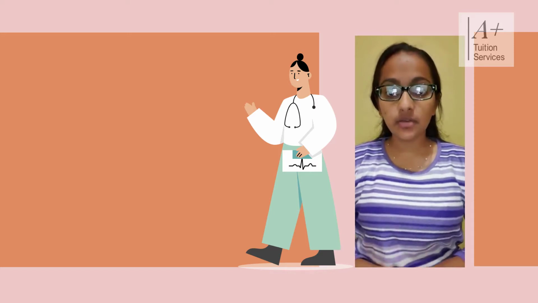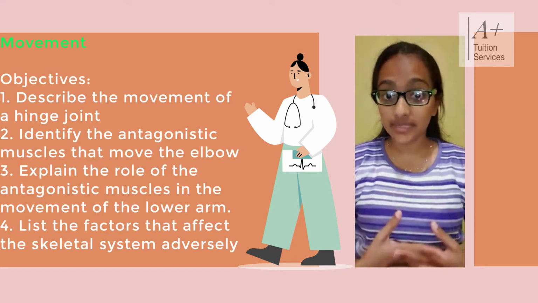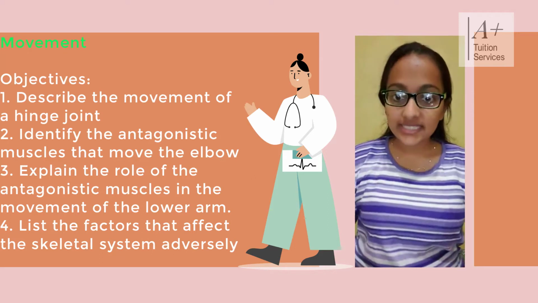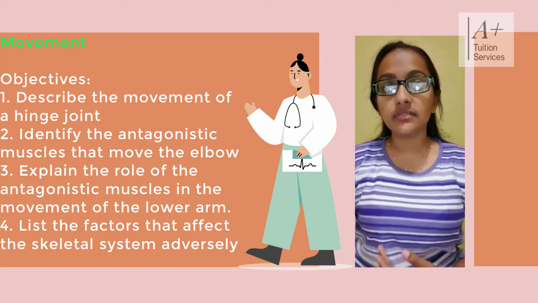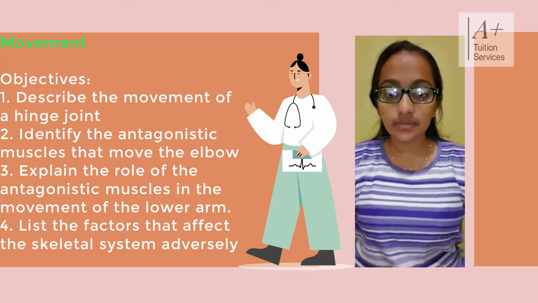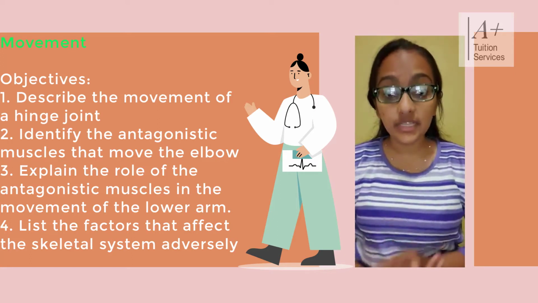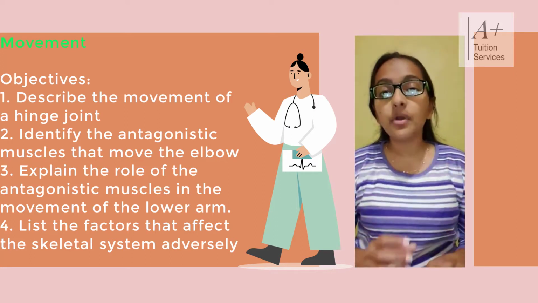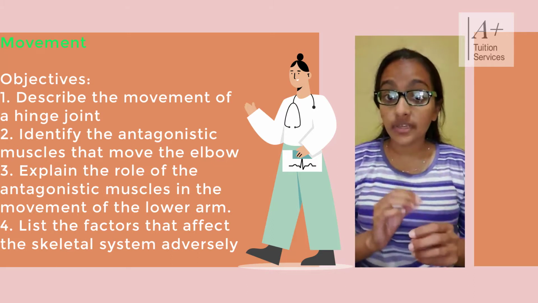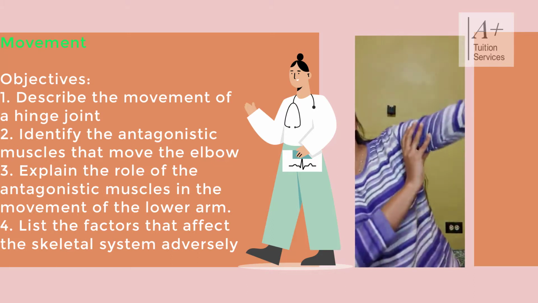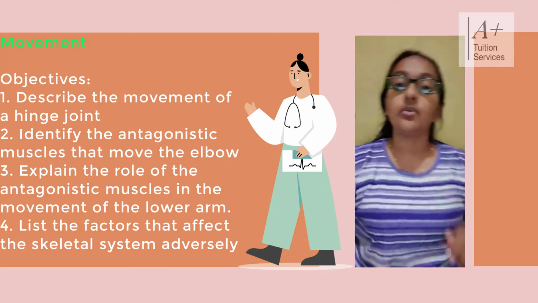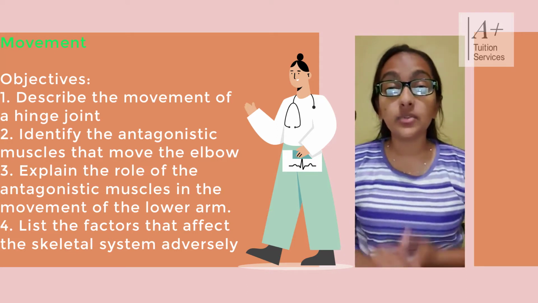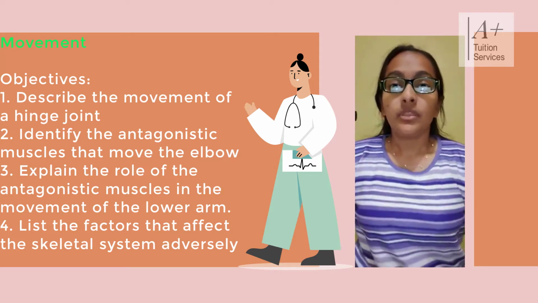So today's topic, we are covering movement and everything related to movement. At the end of this topic, you should be able to describe the movement of a hinge joint. And just to recap, what is an example of a hinge joint? Your elbow joint extending in one plane, or your knee joint moving in one plane only.